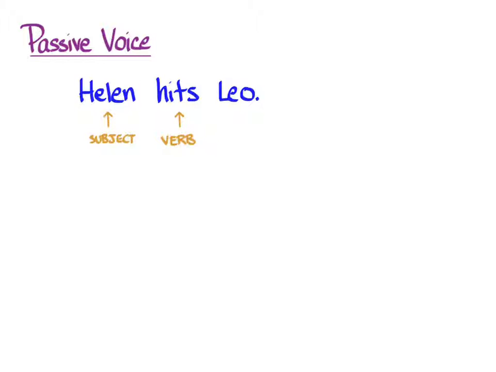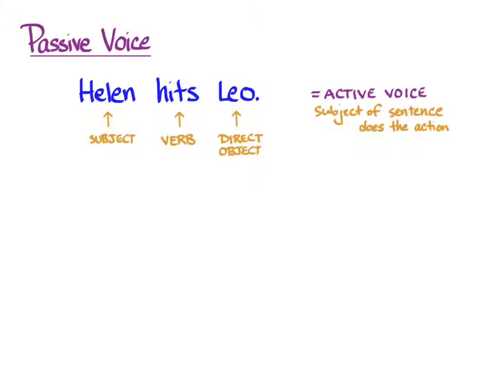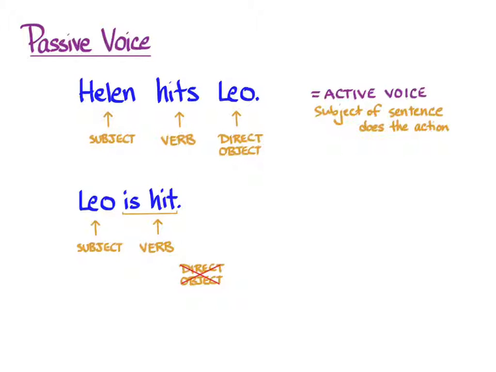What then is the passive voice? Let's learn it in English first. So here's an English sentence: Helen hits Leo. The subject is Helen, the verb is hits, and the direct object is Leo. This is in the active voice because the grammatical subject of the sentence, Helen, is doing the action of the verb hits. Now let's turn it around. Leo is hit. Now Leo is the grammatical subject of the sentence, and the verb is both words, is hit, and there is no direct object.